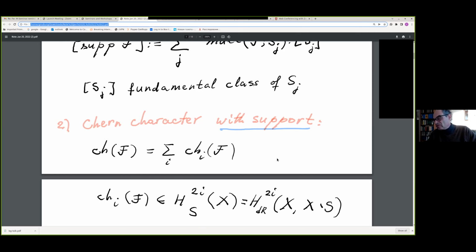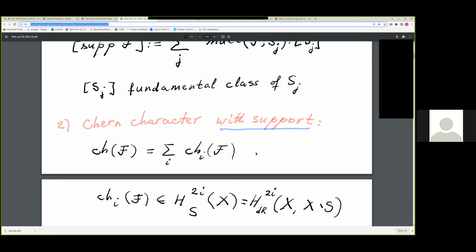And then there is an issue: what does it mean to define this Chern character with support? I believe it was first done explicitly by Fulton and MacPherson, and I'm not going to explain the construction because it's a bit technical. But the Chern character with support is a more refined invariant, because the cohomology of X with support in S maps into the cohomology of X, and under this map, the Chern character with support goes to the usual Chern character.